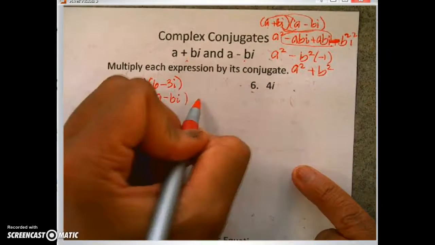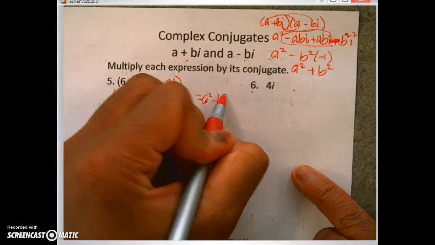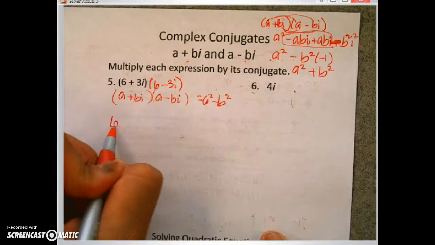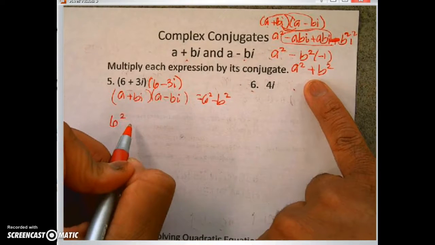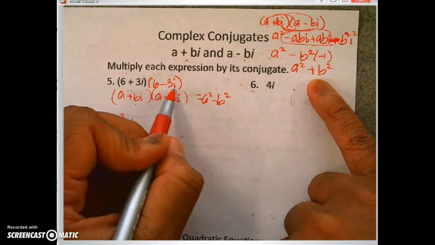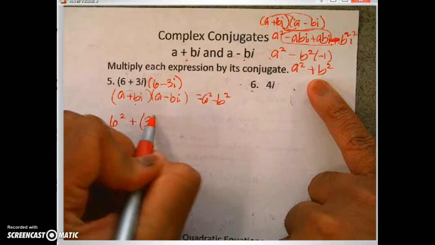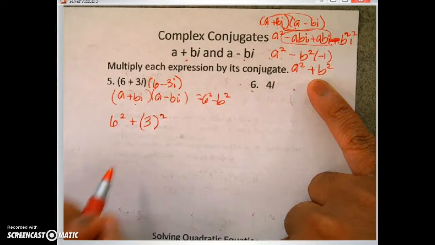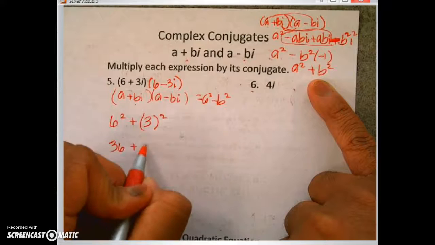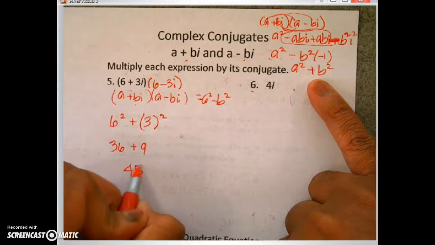And so this should be a squared minus b squared. Special pattern alert. So what's the a in this case? 6 squared. Plus b squared. Well, what's the b? The number in front of the i? 3 squared. That's how it works out. 6 squared is 36. 3 squared is 9. So my answer is 45.